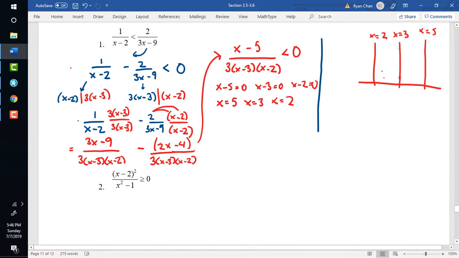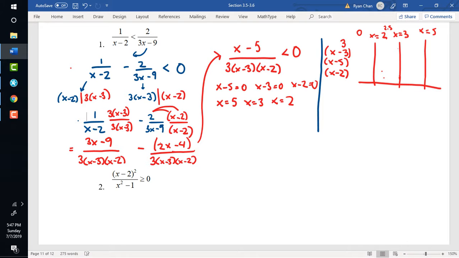Okay. So remember what I'm going to do next is I'm going to write all my factors out, right? So both top and bottom. So I have 3, x minus 3, x minus 5, and x minus 2. And then what I'm going to do is plug in numbers. Okay, so for a number less than 2, I can plug in 0. A number between 2 and 3, I can do 2.5. Here I could plug in 4, and then here I can plug in 6.